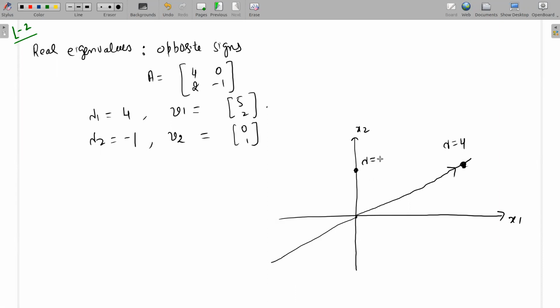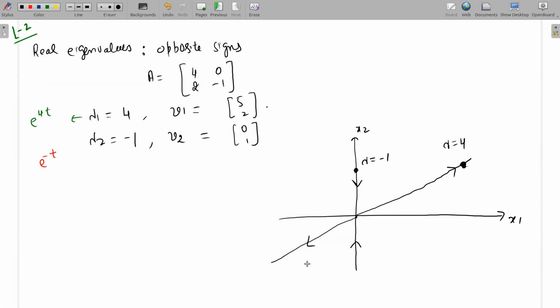So corresponding to the negative eigenvalue, you need to put an arrow towards the origin, since this factor will give you e to the power minus t. As t is increasing, you are going towards the origin. And the second one will give you e to the power 4t, so you are going away from the origin.